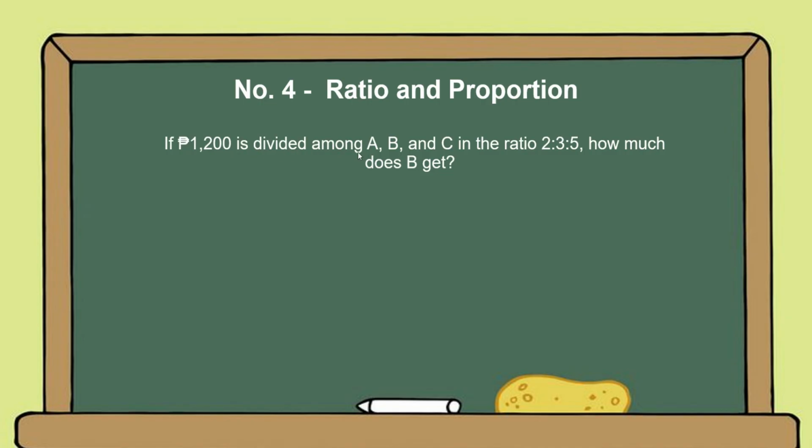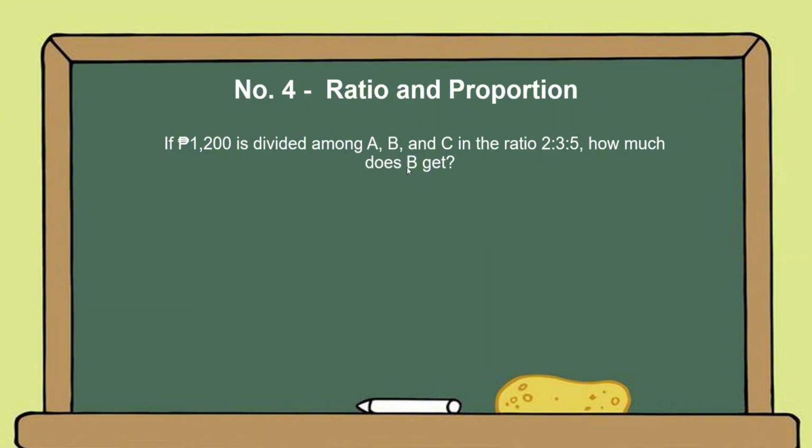If 200 pesos is divided among A, B, and C in the ratio 2, 3, 5, how much does B get? The problem states that 200 pesos is to be divided among A, B, and C in the ratio 2, 3, 5, and we are asked to find how much B will get. First, we understand what the ratio 2 to 3 to 5 means. It represents how the total amount of 200 pesos will be shared proportionally among the 3 people.